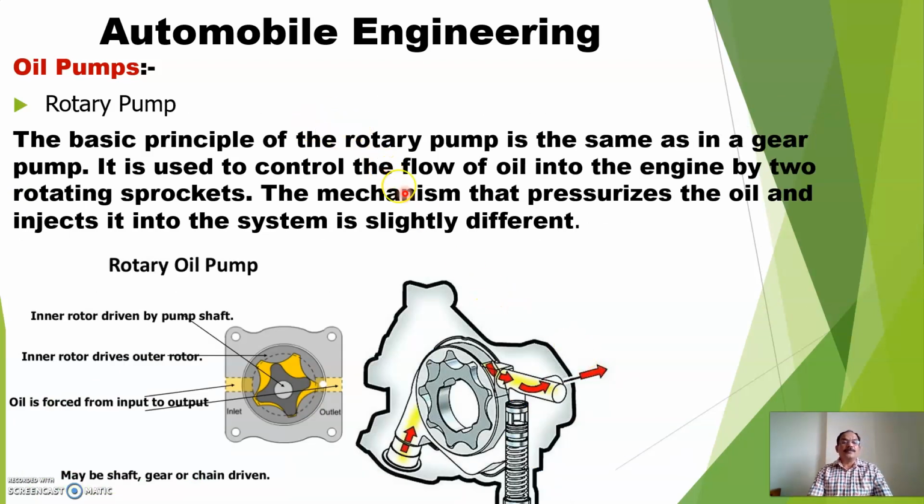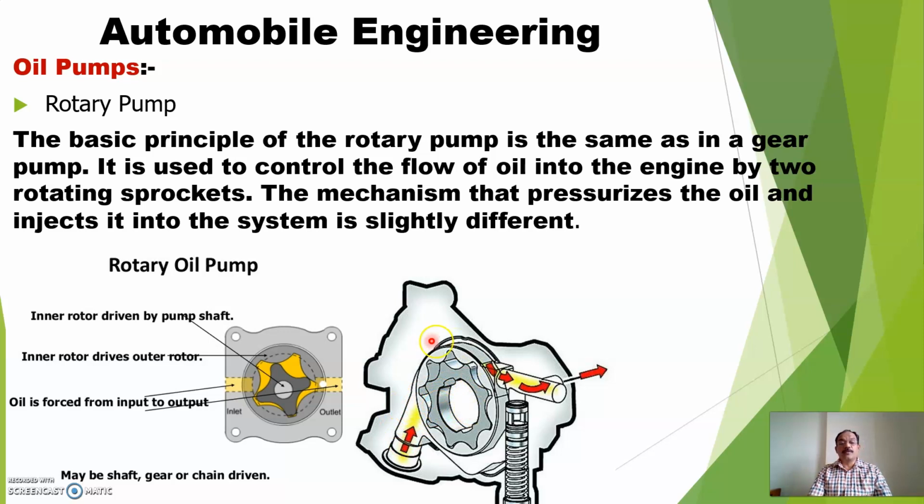This is a rotary pump. This is similar to the gear pump, but only the shape of the gears is changed. The basic principle of the rotary pump is the same as the gear pump. It is used to control the flow of oil into the engine by two rotating sprockets. You can observe the two rotating sprockets. The mechanism that pressurizes the oil and injects it into the system is slightly different. Slightly different means what they are doing. They are taking, this is the inlet and this is the outlet. Whatever the oil taken in, trapped in this pocket, then it is again trapped in this pocket. Here it is delivered by increasing the pressure. You know it.